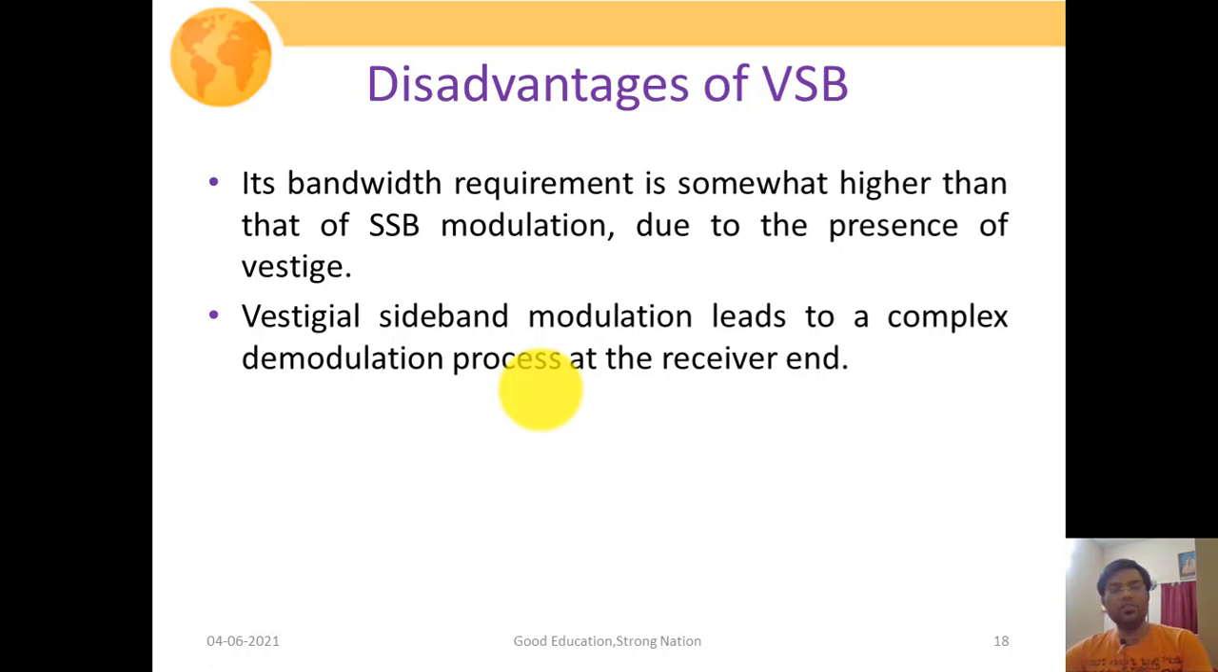So hopefully you now have insight into VSB modulation systems, why we actually need VSB systems, and the mathematical analysis of the filtered part of the VSB signal.